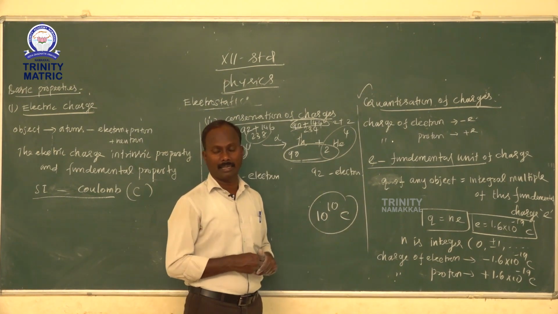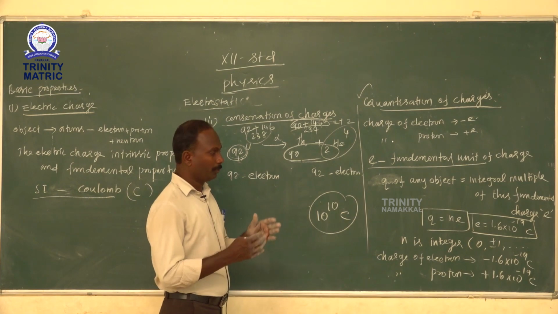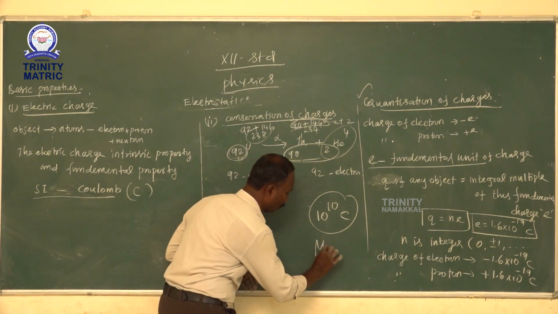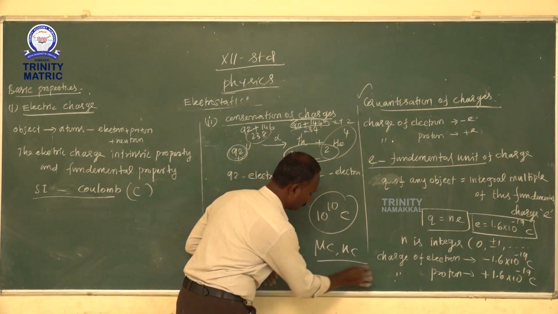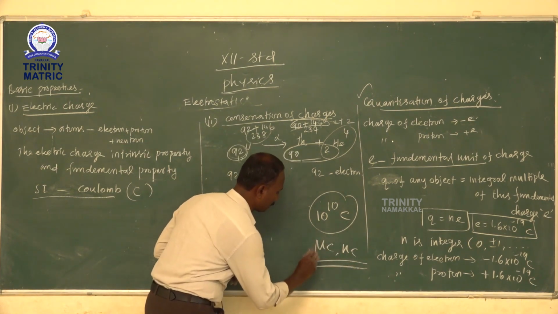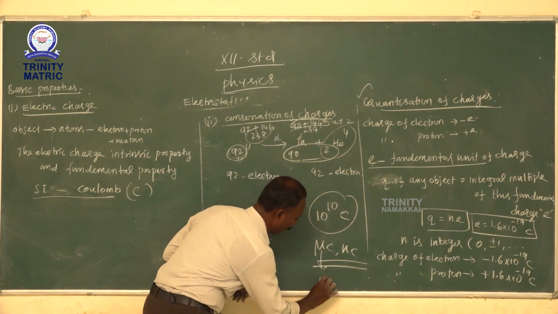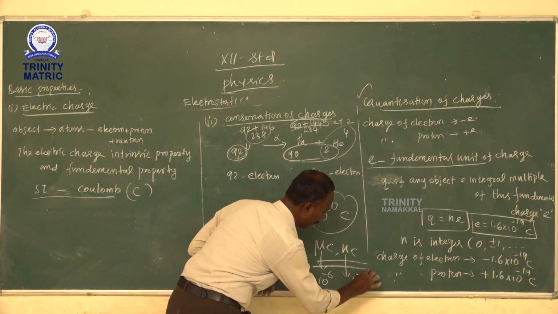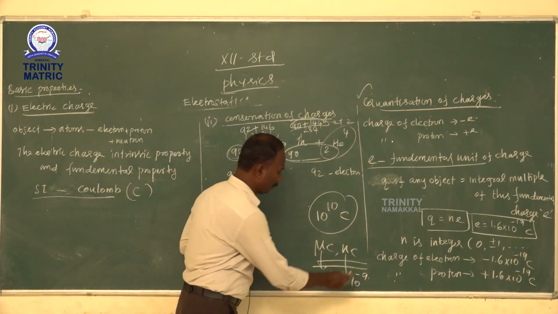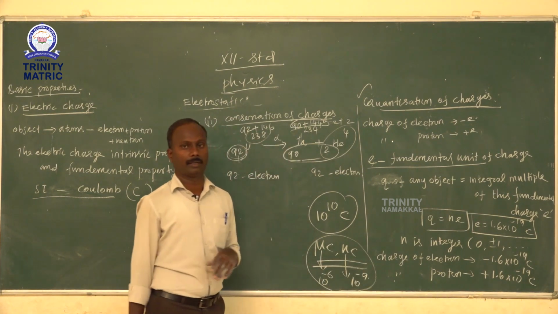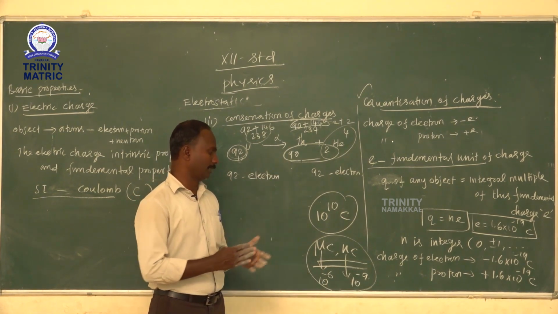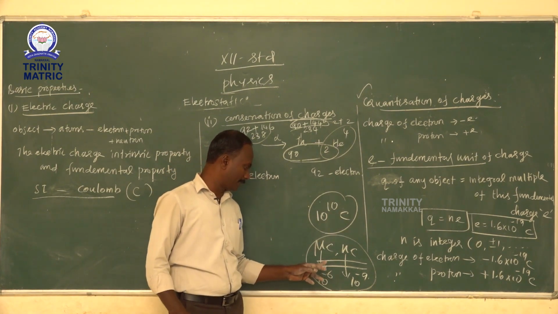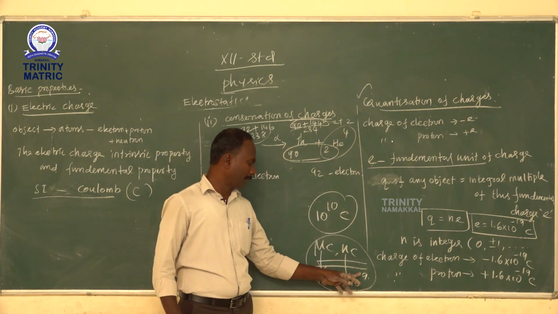So, in our laboratory, we measure in units of coulomb. The smaller units of coulomb are microcoulomb and nanocoulomb. Micro means 10^-6, nano 10^-9. So small quantities of coulomb charge are measured as microcoulomb and nanocoulomb. Micro means 10^-6, nano 10^-9.